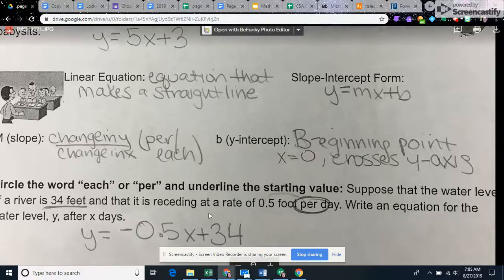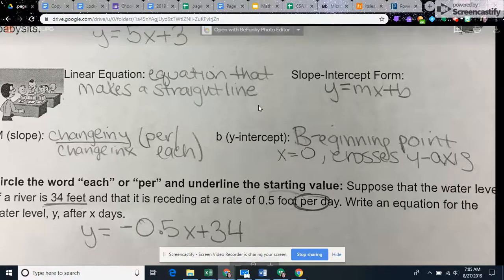So now we're going to look at the next one. It says circle the word each or per and then underline the starting value. Suppose that the water level of the river is 34 feet and that it's receding at the rate of 0.5 foot per day. Write an equation for the water level y after x days. So circle the word each or per. So here's the word per.